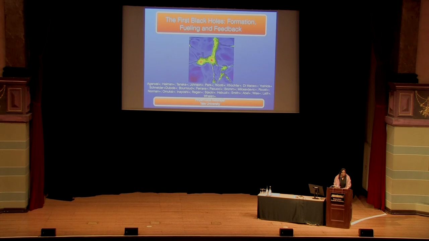So at the moment, as you all know, we don't have any direct observational evidence for the first black holes. And so part of what I'm going to do in my talk is to talk a little bit about the several channels for making the first black holes, and hopefully make a persuasive case for the direct collapse black hole scenario.